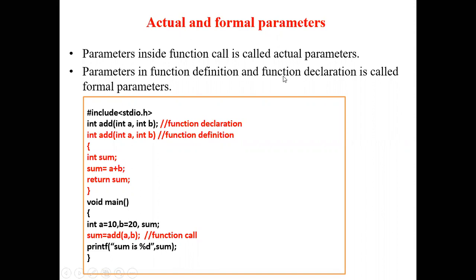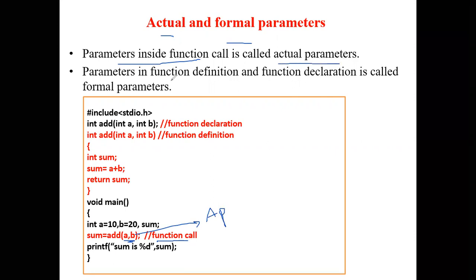Next, coming to the types of parameters or arguments, there are two types of parameters: actual and formal parameters. The parameters inside the function call, this is our function call, there are two parameters here. These parameters are called actual parameters.